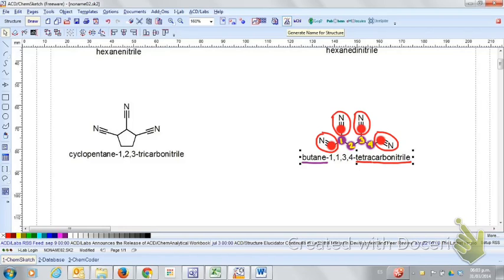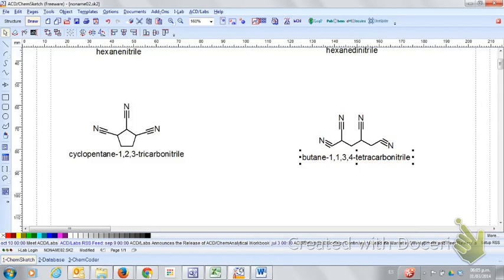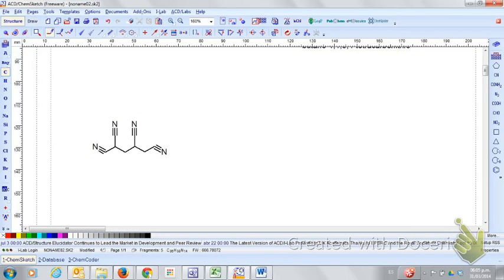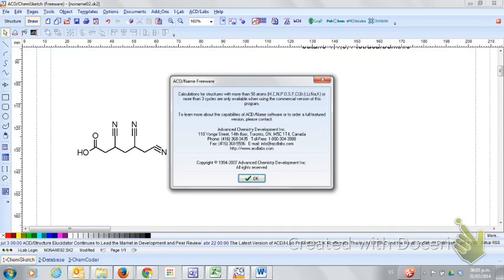Okay, let's continue. I will exit the drawing mode. If it is with a more important group, let's copy this one. And let's change one of the nitriles for a carboxylic acid. Okay, let's add this here. This will become a more important group. In this case, the groups will be named cyano.